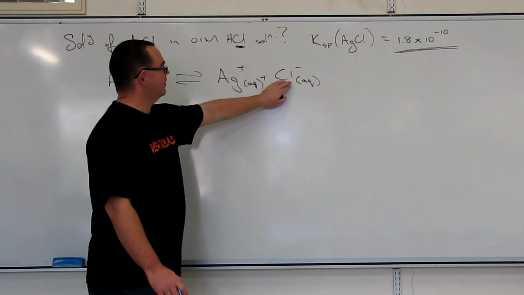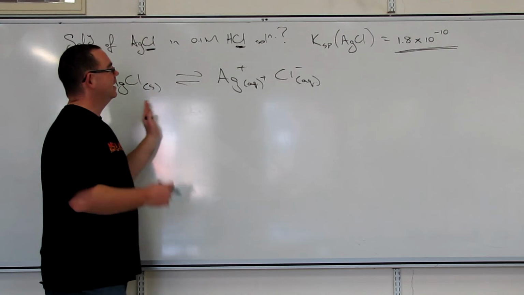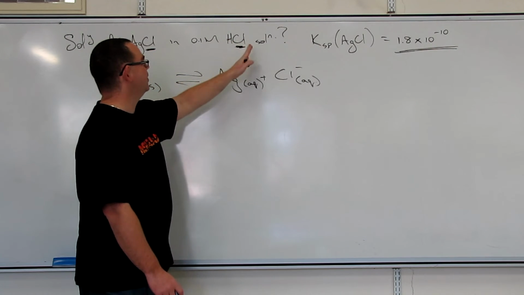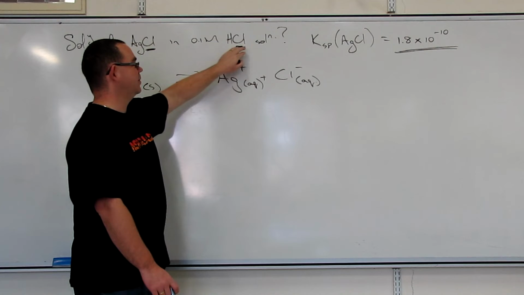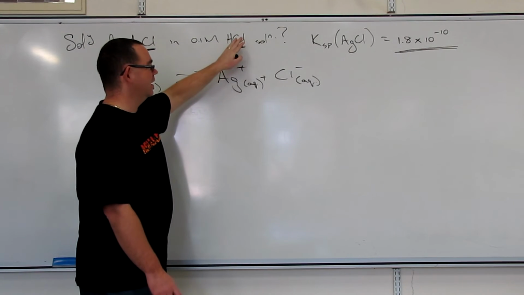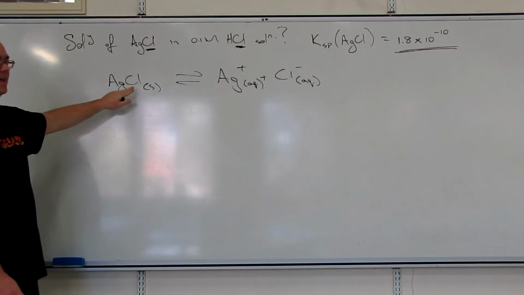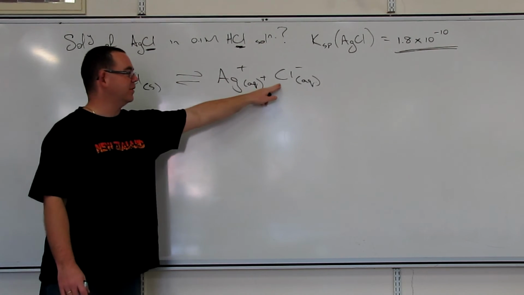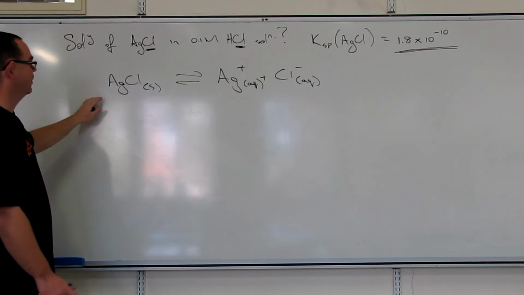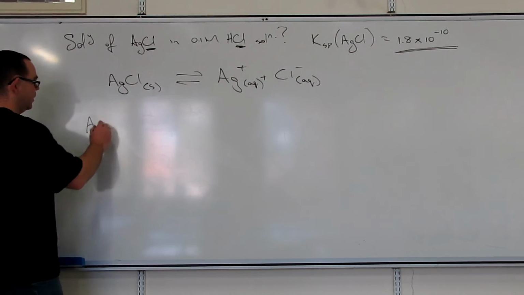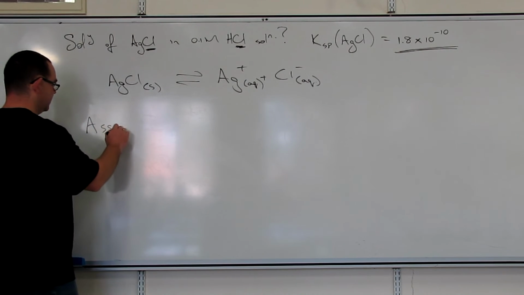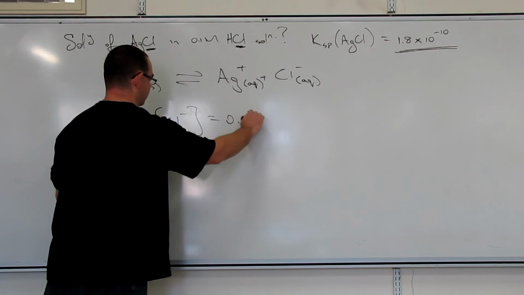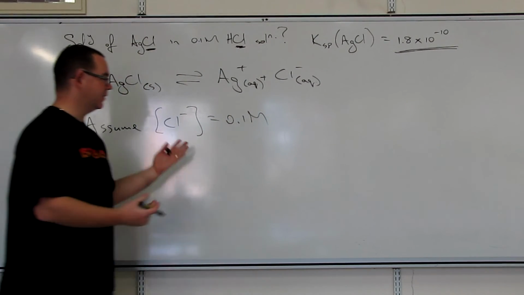The concentration of the chloride from the silver chloride is so small compared to the concentration from the acid solution. Remember, because this is a monoprotic acid, it splits up, you've got 0.1 molar hydrogen ions and 0.1 molar chloride ions. 0.1 molar compared to the tiny, tiny amount you'll get from the actual solid dissolving. So we're going to now ignore the chlorides from the solid. You must always state your assumptions. We're going to assume that the concentration of the chloride is equal to 0.1 molar. And this is just from the acid.